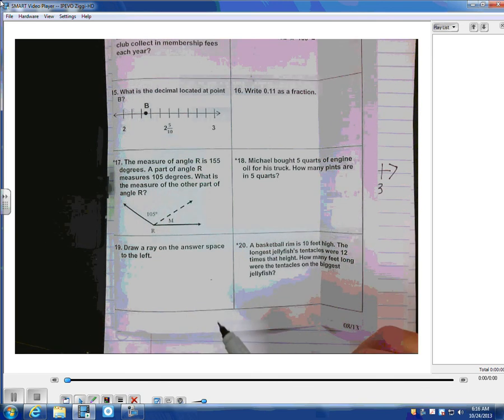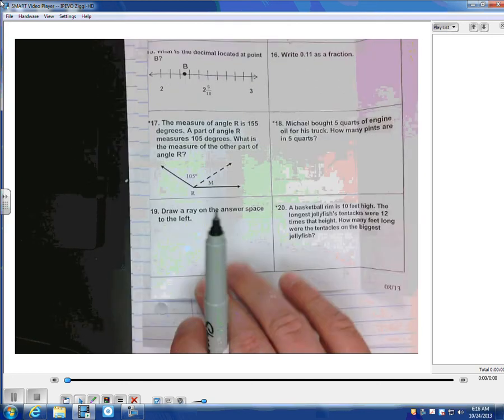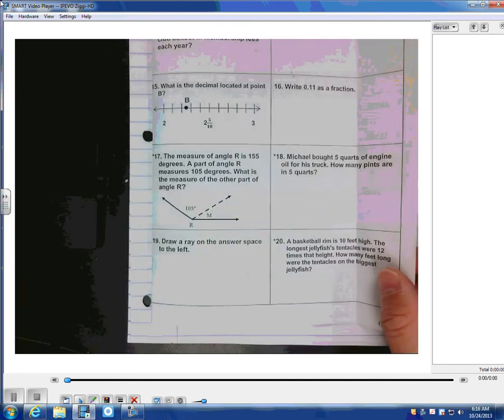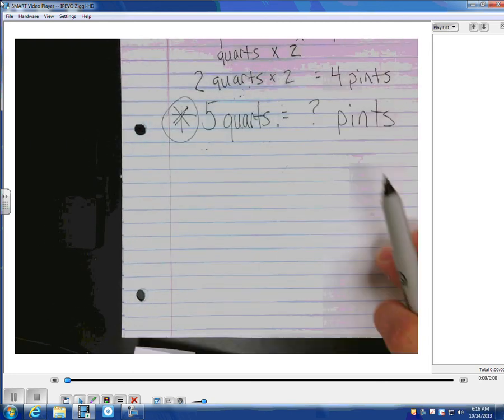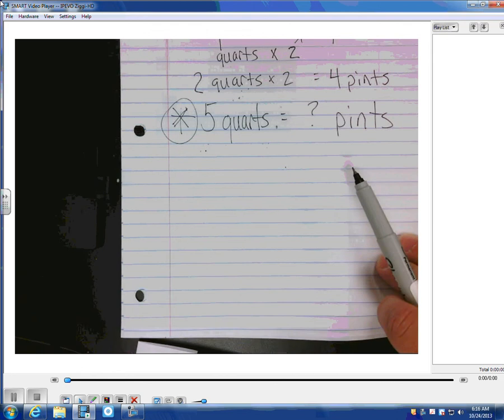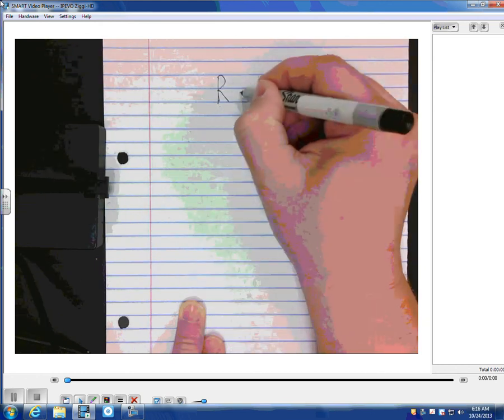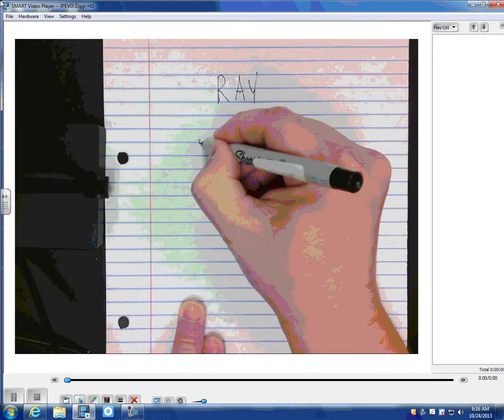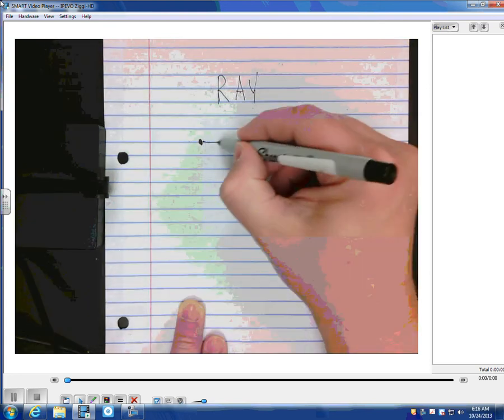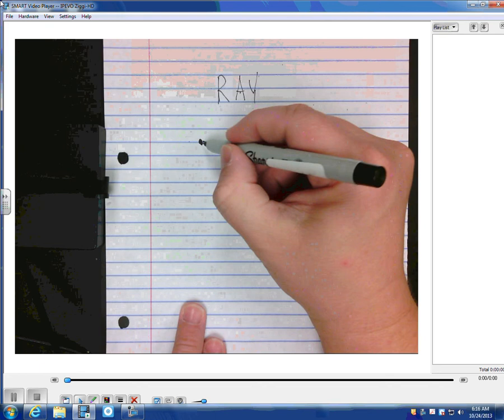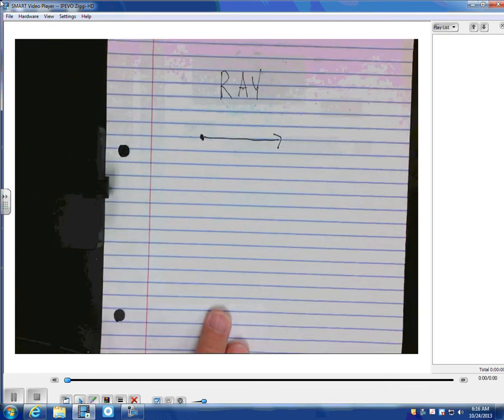And the last one I want to go over is number 19. I know some of you guys are having a lot of trouble with how 19 was on the front. So we'll go over this one again. This is a different one. They want to know, draw the ray on the answer space to the left. So they want to draw the ray, and I'll just explain what this is. A ray has an endpoint, and the other one goes on forever. Okay, that is a ray.